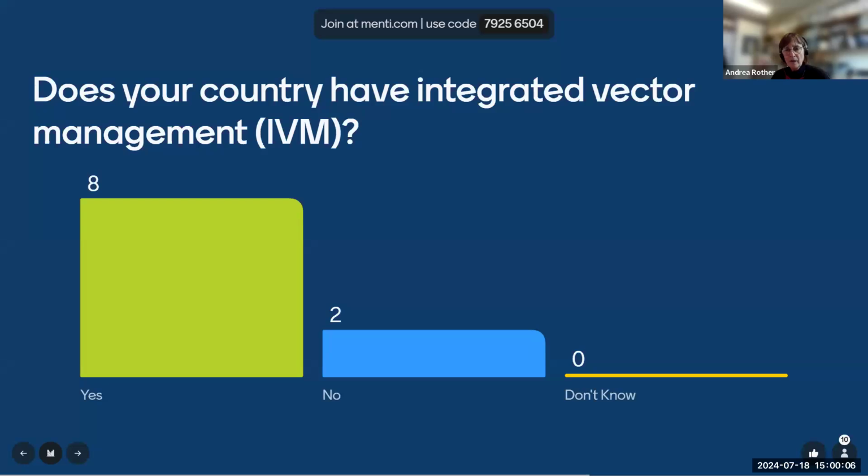And then also, I see 10 people have responded. Does your country have an integrated vector management? I also think you explained really well that lots of times countries think they have an IVM program when actually it's not really an IVM program. And I appreciated the way that you explained that. Perhaps we can have the next poll.